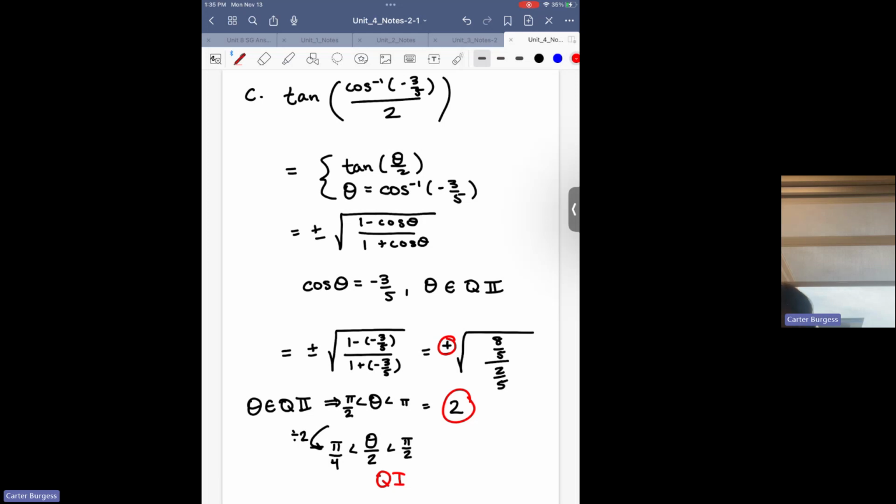It's not. It's in quadrant 2. So theta is a quadrant 2 angle. But the original angle that we are taking the tangent of is theta over 2, which if theta is a quadrant 2 angle, must be a quadrant 1 angle. Yeah, half of a quadrant 2 angle must be a quadrant 1 angle.